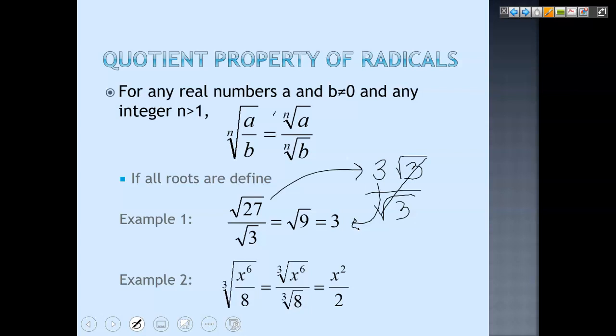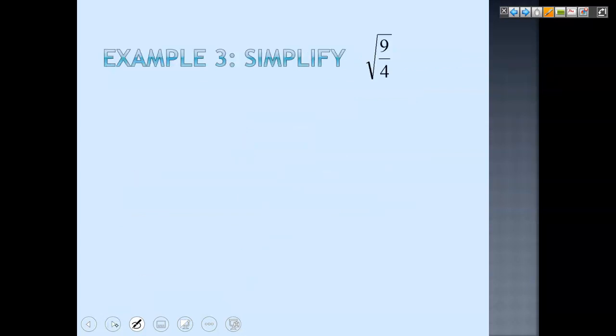And something like example 2, breaking that up allows us to see that 8 becomes 2, and x to the 6th becomes 2x squared. If you have two perfect squares, then it's really nice because you just take their square roots separately. So it's like root 9 over root 4, which we know is 3 halves or 1.5.